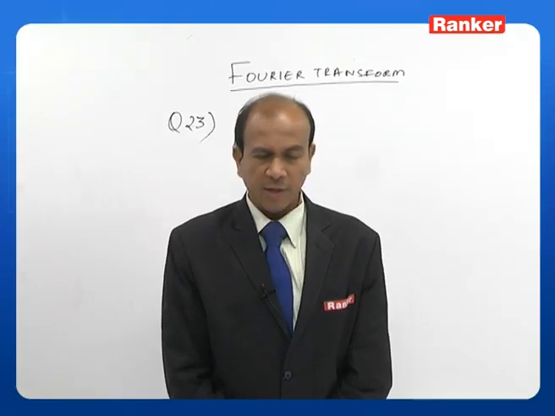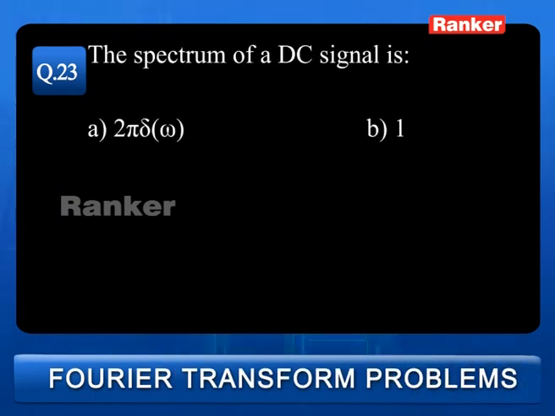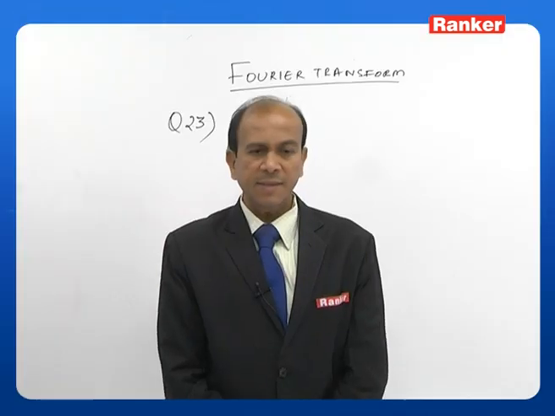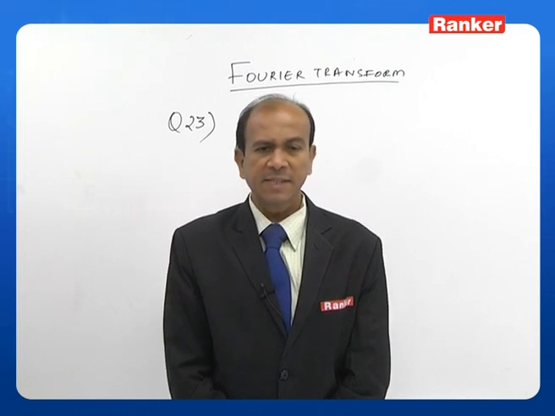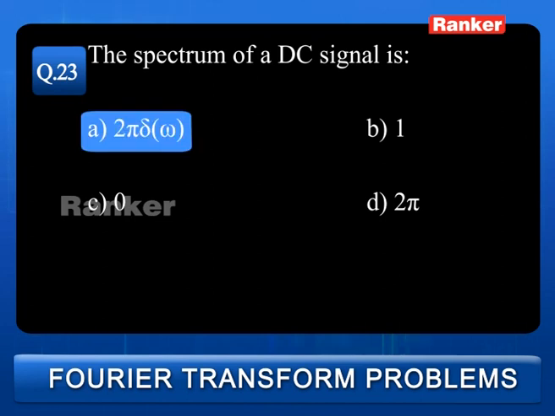Next question, the 23rd question. The spectrum of a DC signal is A. 2 pi delta of omega, B. 1, C. 0, D. 2 pi. The answer is A, that is, the spectrum of a DC signal is 2 pi delta of omega. The answer is A.